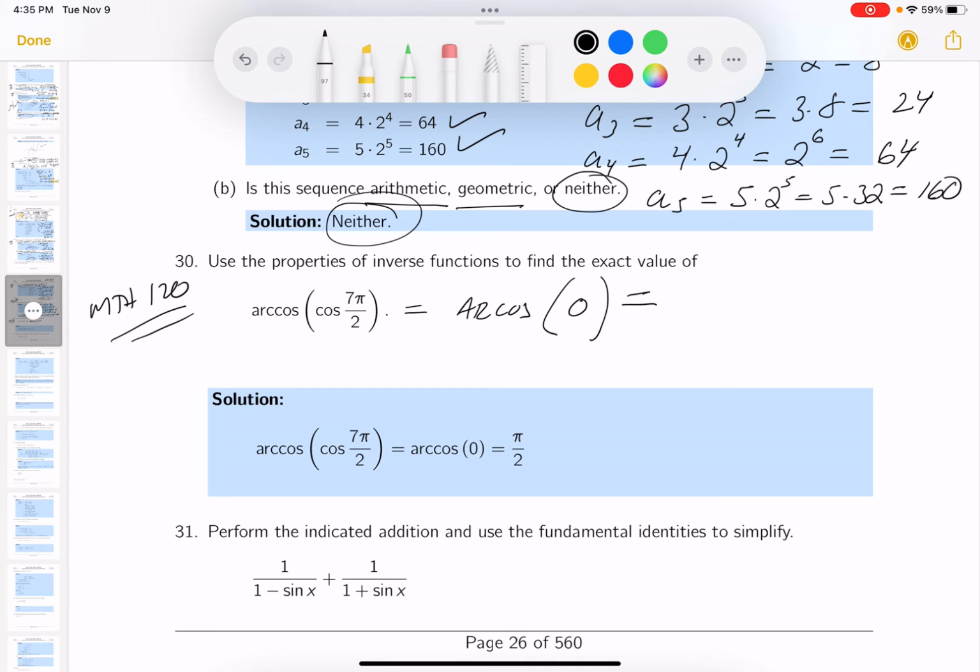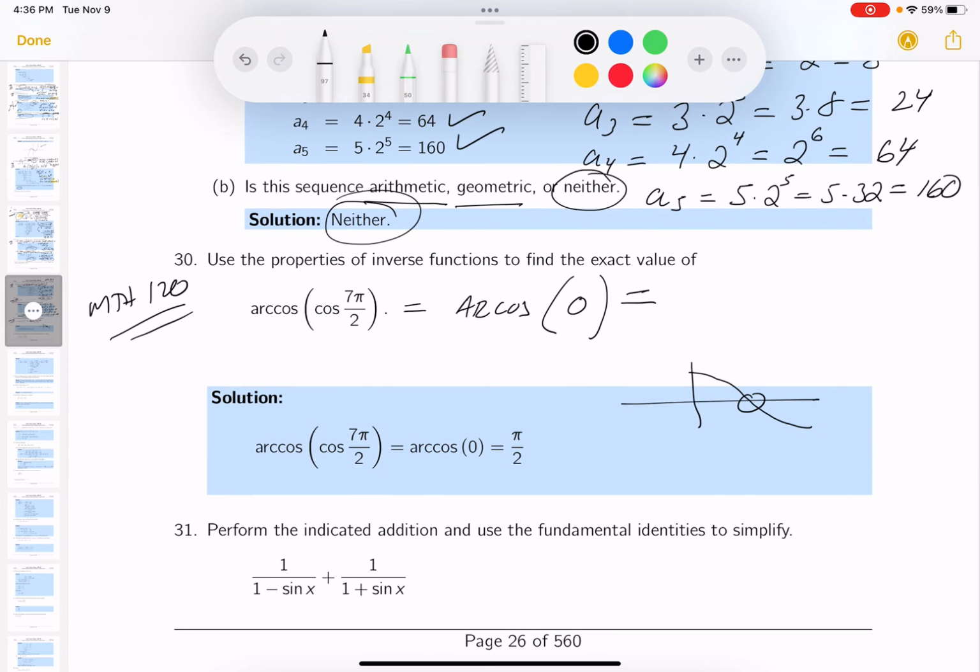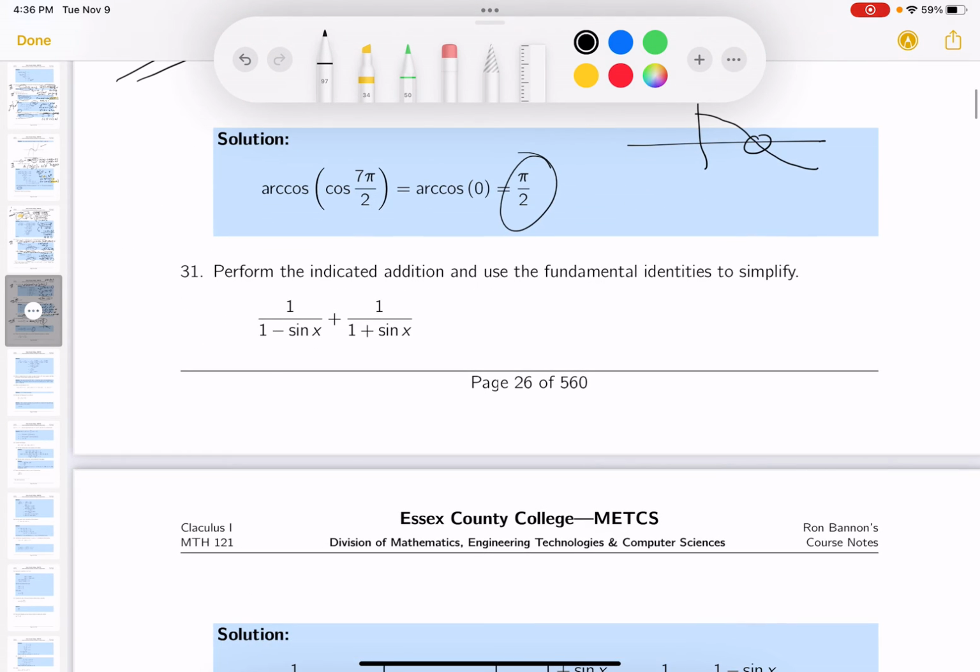So when I do this over here, I draw pictures, and you may not. You may say, no, my teacher made me memorize these things. Whatever works. It's right over there. What's that going to be? Pi over 2.